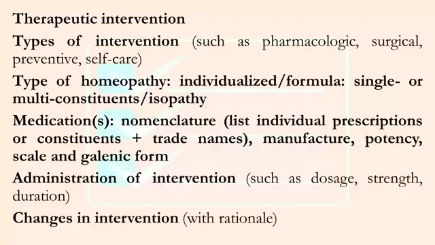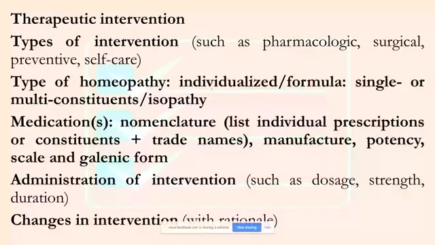Coming to therapeutic intervention, the type of intervention: was it pharmacological, surgical, preventive, or self-care? Because not in every study do you give homeopathy alone. There may be some add-on therapies. So in this, the patient was taking some other pharmacological treatment, so you give homeopathy as add-on. It was a surgical post-operative case. It was a preventive case for dengue, chikungunya, and other things.